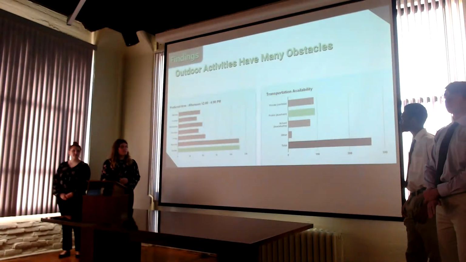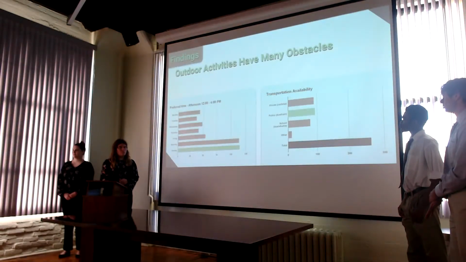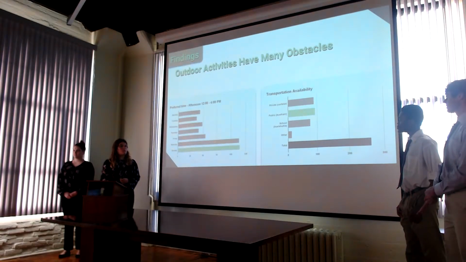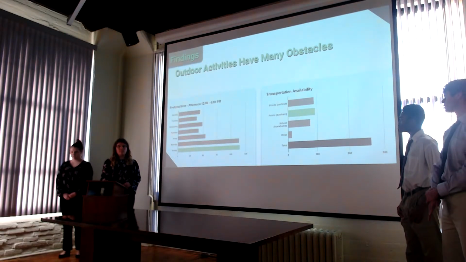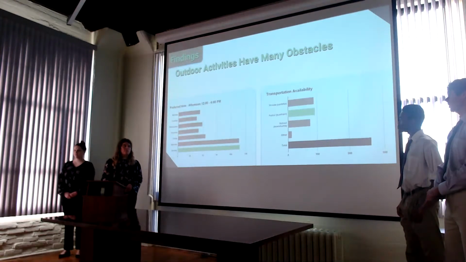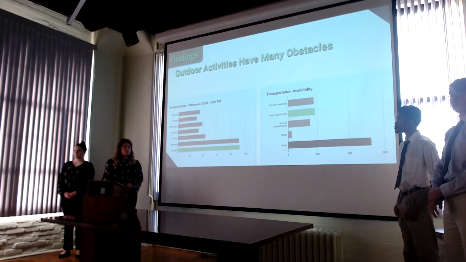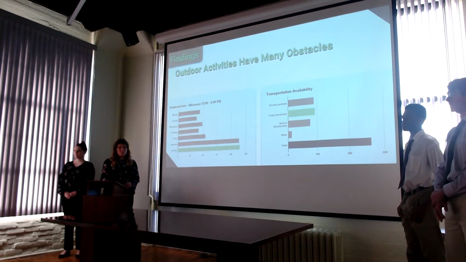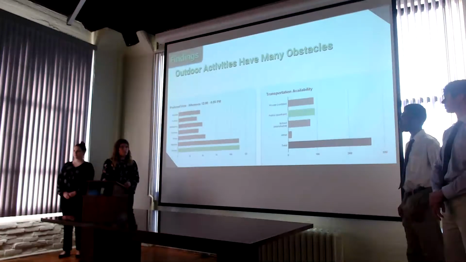Another thing that we learned is that planning outdoor activities has a lot of obstacles. The graph on the left is from our survey that we sent out. We asked students when they were available, and the most available time was Sunday afternoon with 115 out of 263 participants. So really at any given time, you have less than half the people available, and that makes it very difficult to run an event.